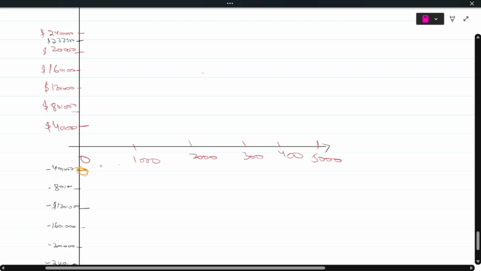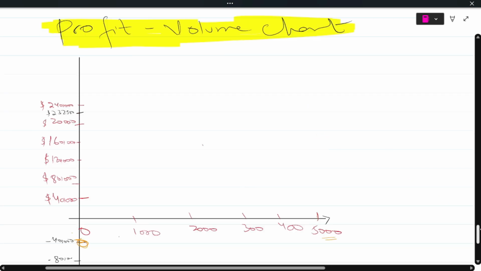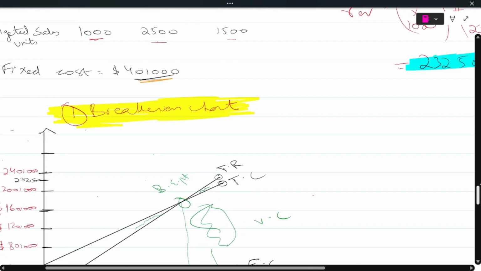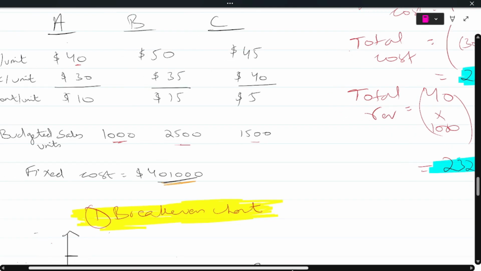Now the second point is going to be the profit at your budgeted units. So your budgeted units are 5,000 units, right? What is the profit at 5,000 units? So obviously you'll have to calculate that. And remember, when we say profit, it doesn't have to be the profit of any single product.